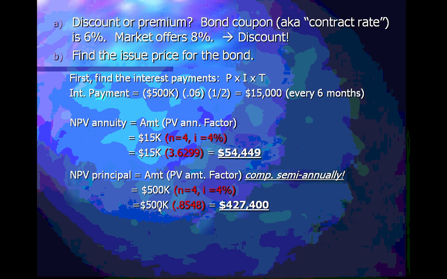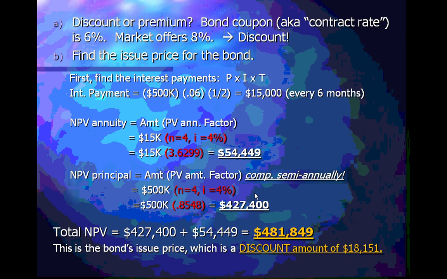This number times $500,000 of principal gives you $427,400, and you add these two up and you're going to get $41,849. Subtract them from $500,000 and you can see clearly that the discount amount is $18,151. Okay, so you've done A and B. If you've come this far and you followed this and you can do this on your own, you're doing quite well. This will be a significant part of the test along with Chapter 9, but if you can get this far, you're doing pretty good.